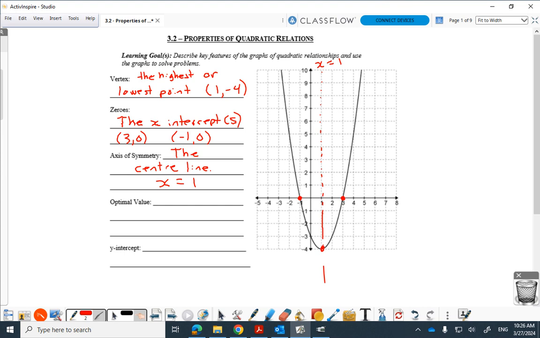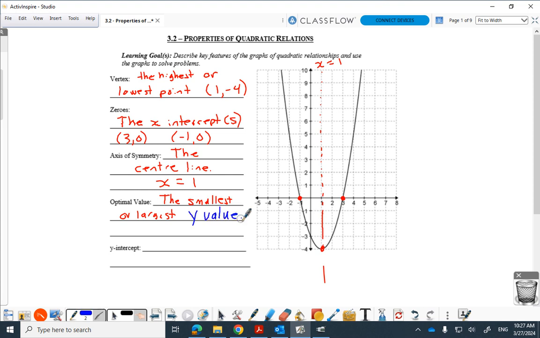Optimum value. Okay, if you've slept through this, and from the look on some of your faces, you have slept through part of this lesson, you want to wake up for this. Important little detail here. The optimal value is the smallest or largest, I'm going to change colors here, y value.